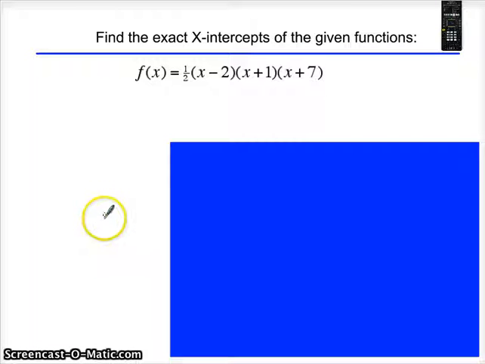All right, this video is going to help you understand how to find a model of points given certain pieces of information, typically given x-intercepts.